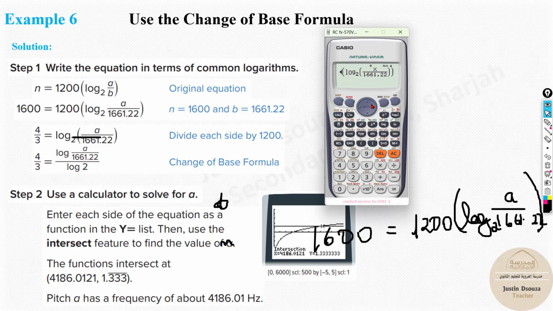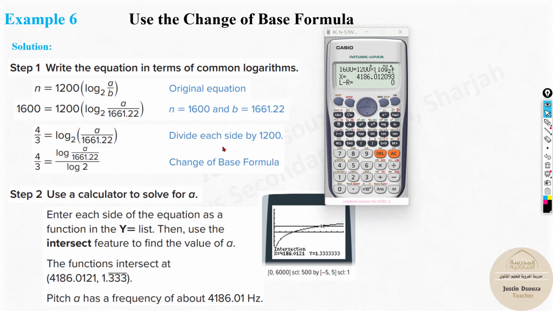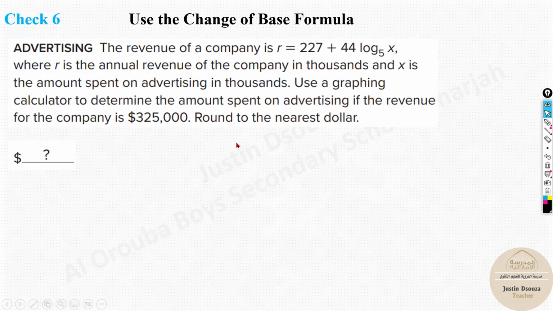I hope this is clear. So this is where you should go outside and then close the bracket and then shift and solve. You'll get the answer 4186.01. Or you can do the steps over here, just 4 steps. It's simple as well, and solve it.